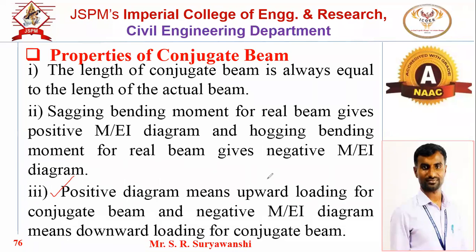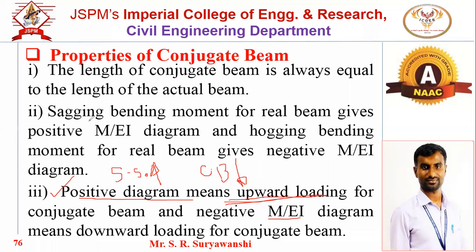And if the BMD is positive, then the loading will be upward. Positive diagram means upward loading for the conjugate beam, and a negative diagram of M by EI will be downward loading. Again I will simplify: in case of a simply supported beam, the M by EI diagram loading will be upward. And in case of a cantilever beam, the loading will be downward.